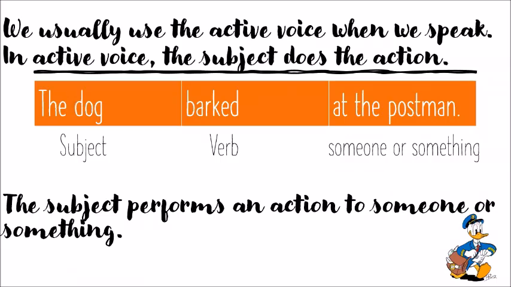So we usually use the active voice when we speak. For example, the dog barked at the postman. The subject performs an action to someone or something. So in this case, the dog is performing the action. He or she is barking at the postman.